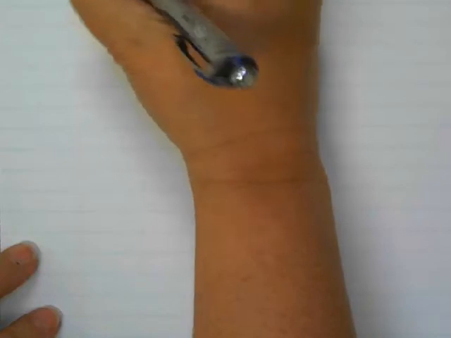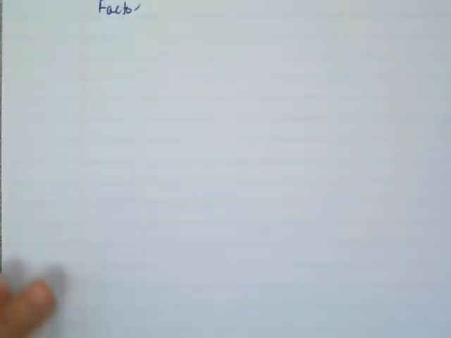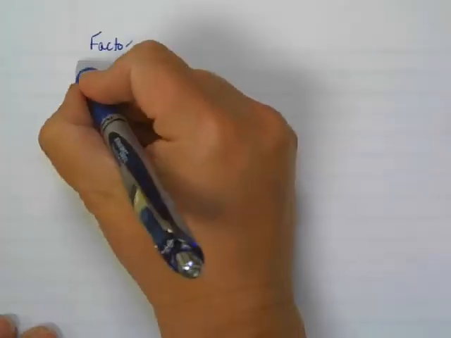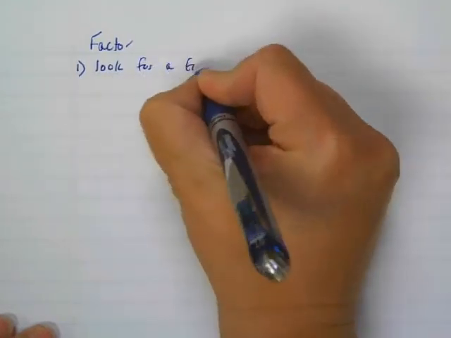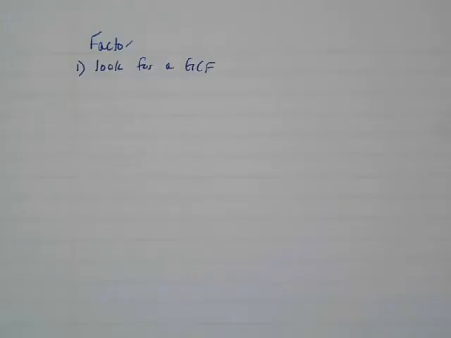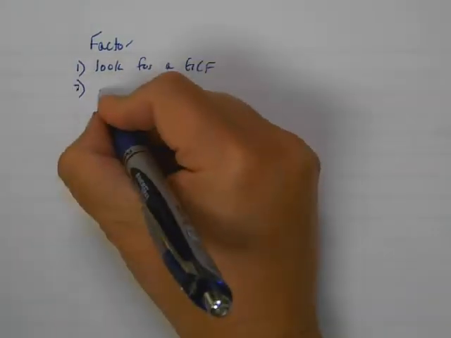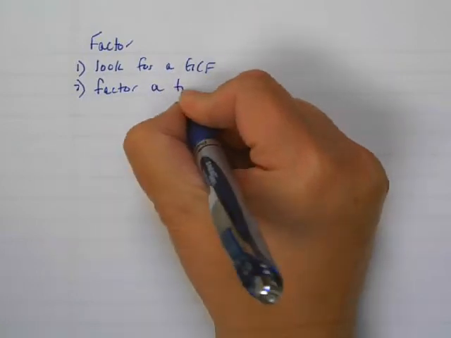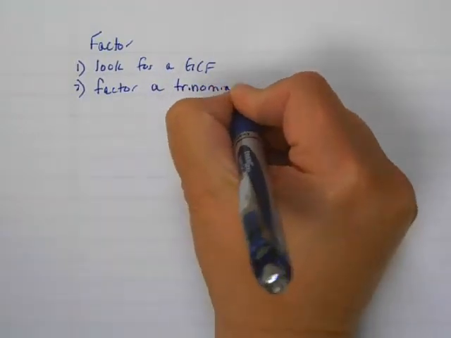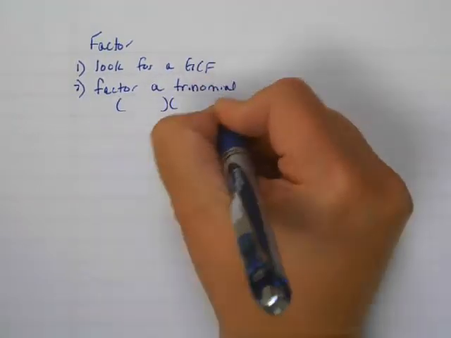So we've talked about a couple of strategies. When we factor, the first strategy that we've talked about was look for a GCF and use a reverse distributive. The second thing we just did was factoring a trinomial. That's when our answers ended up something like this.